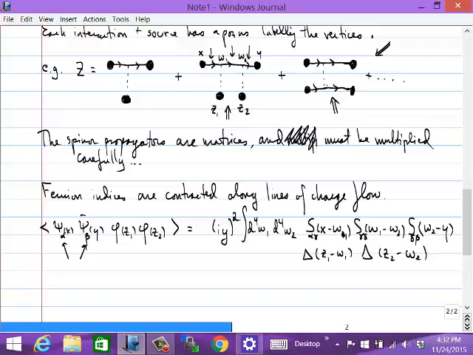So is that clear? I want to make sure that this is completely clear to everyone. So the rule that you need to keep in mind is that fermion indices are contracted along the lines of charge flow. Yes?